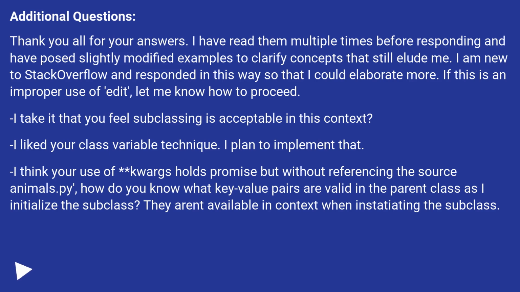I take it that you feel subclassing is acceptable in this context? I liked your class variable technique. I plan to implement that. I think your use of kwargs holds promise, but without referencing the source animals.py, how do you know what key value pairs are valid in the parent class as I initialize the subclass? They aren't available in context when instantiating the subclass.